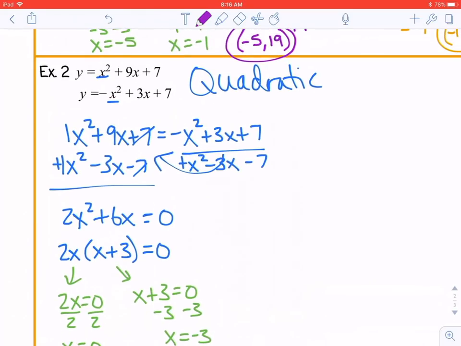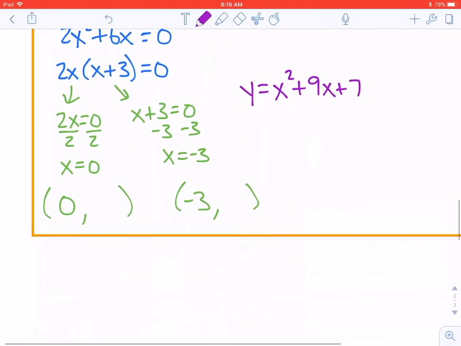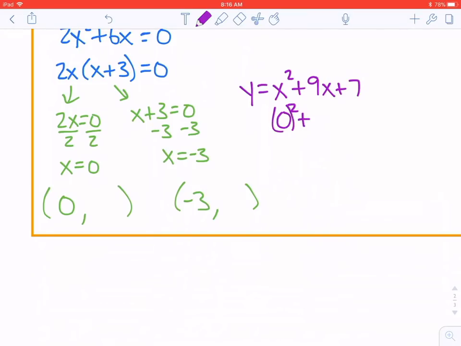So let's take a look up here. Now I would say out of these 2, seeing as how this one has a negative sign, I would pick the first one to use to plug it back in, but it doesn't matter which one you use. So just so you can see it, I'm going to write it down again and then scroll back down to my x values that I'm going to plug in. So I'm going to plug in x equals 0, so 0 squared plus 9 times 0 plus 7. So 0 plus 0 plus 7 means that 7 is my y value that goes with 0.